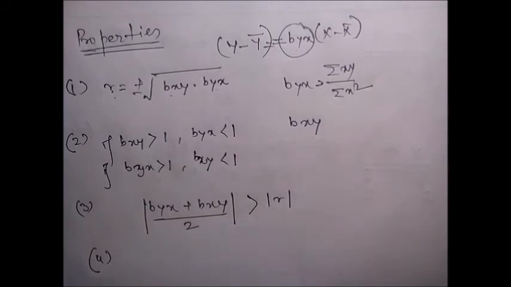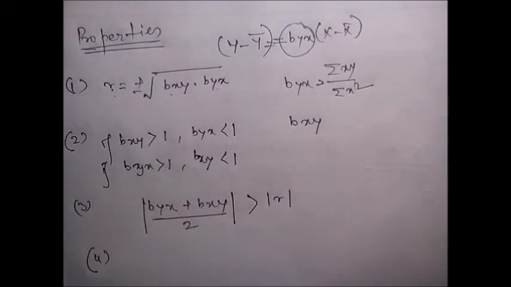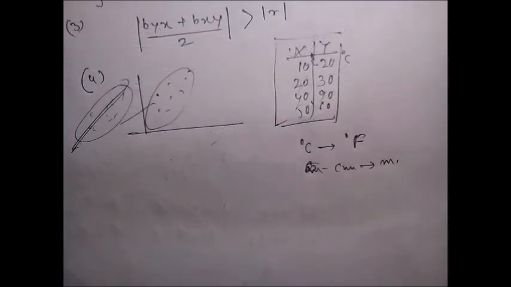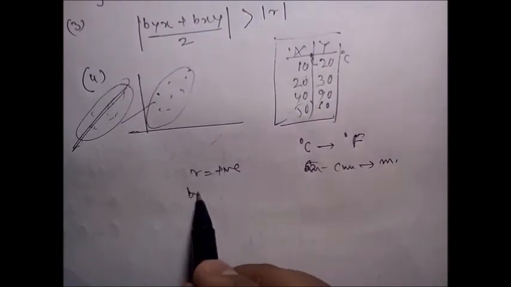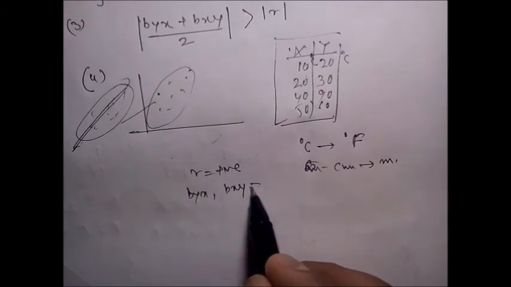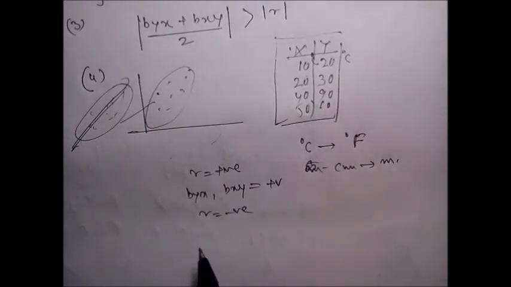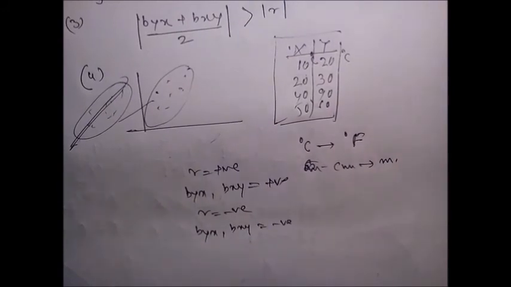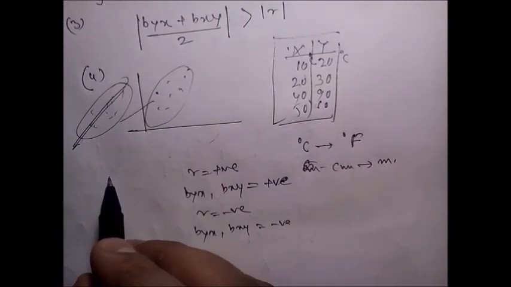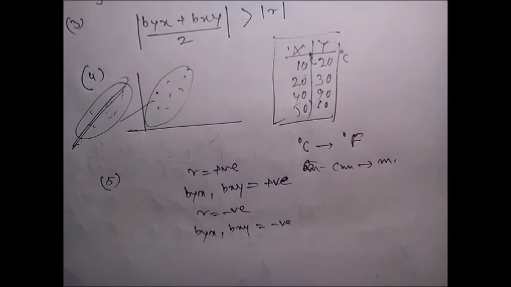Now fourth, regression coefficients are independent of the change of origin but not of scale. Finally, the regression coefficients will have the same sign. The sign of r is the same as the sign of the regression coefficients. So if r is positive, byx and bxy should be positive. Similarly, if r is negative, byx and bxy should be negative. This one is the fifth one. Clear?